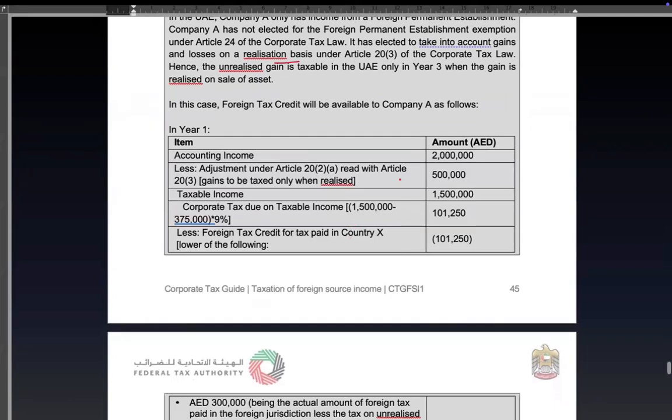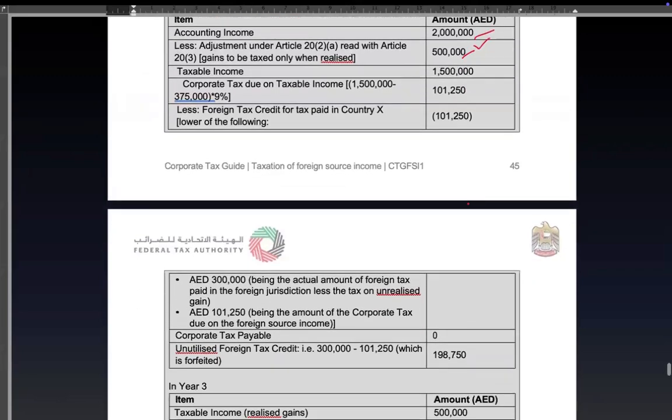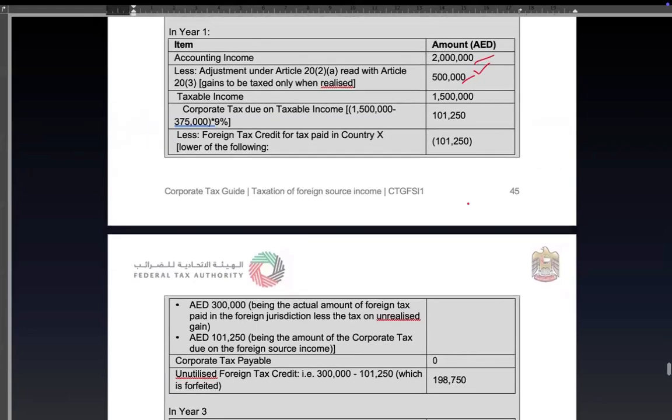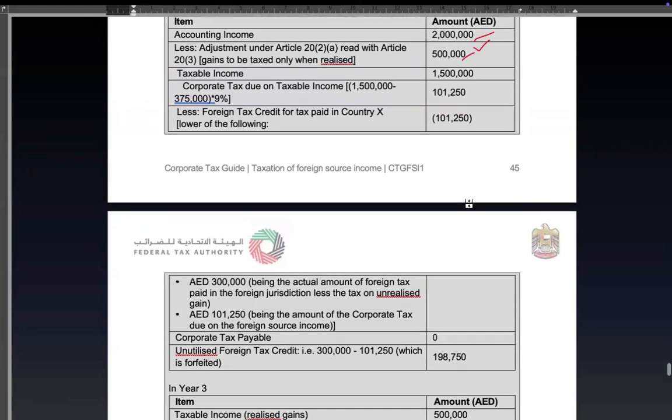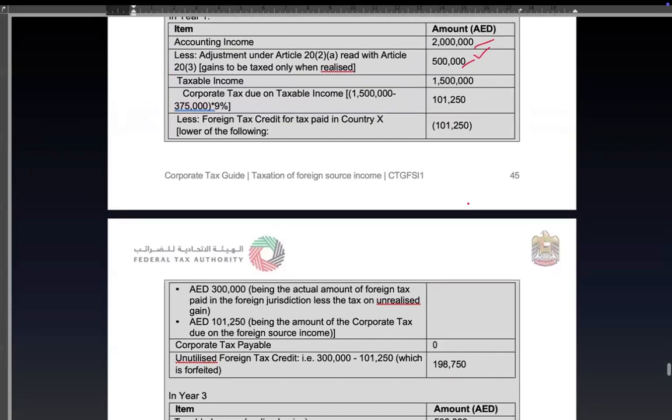You can see in the first year, this is the total accounting income. It has been reduced and adjusted because we are following a realization basis. This is the unrealized gain. This is the taxable income. Okay, now in the same way, this is year one.